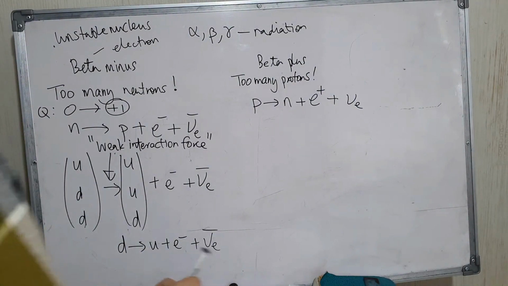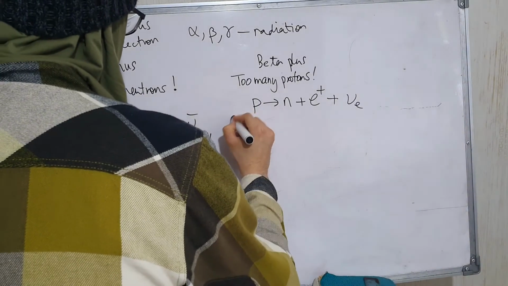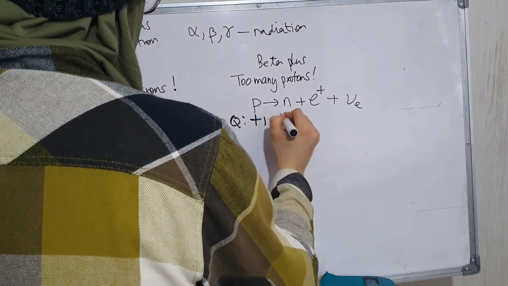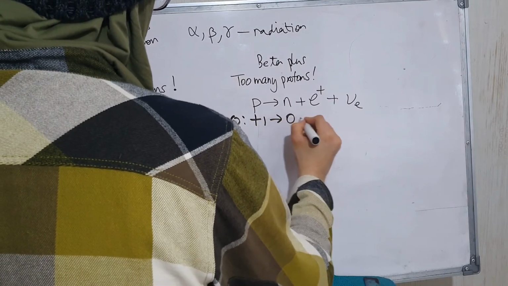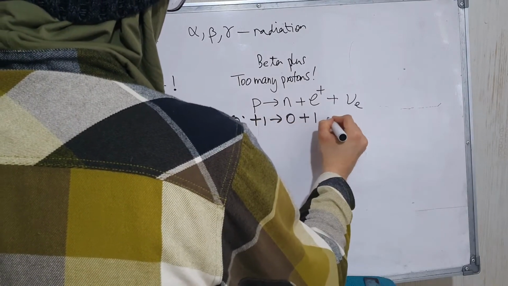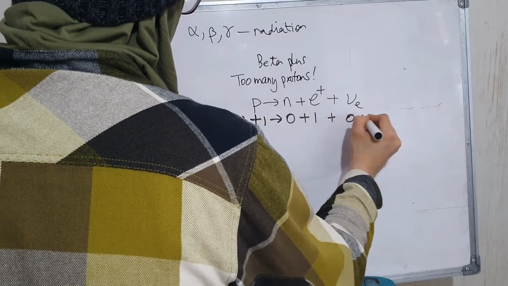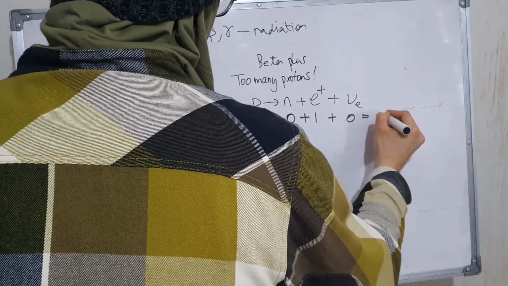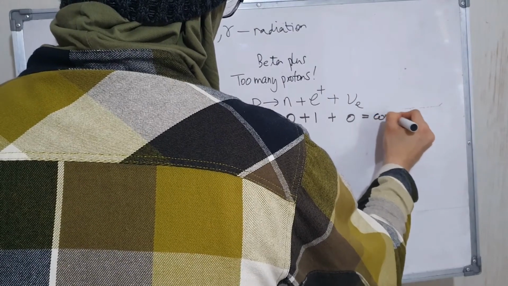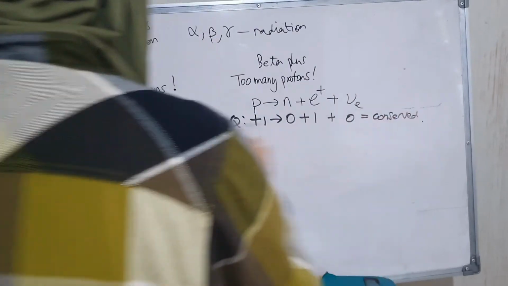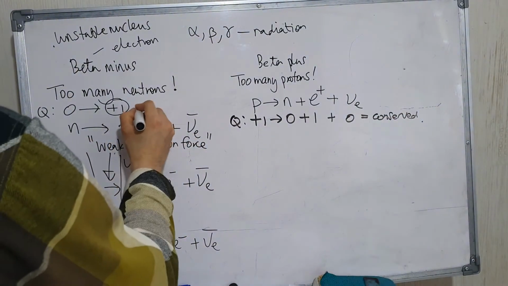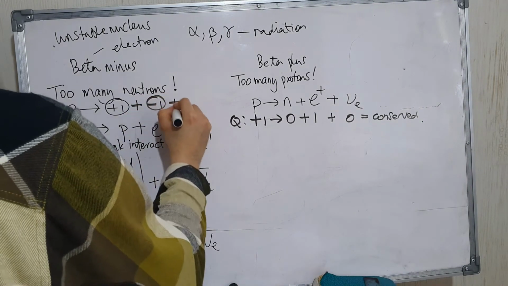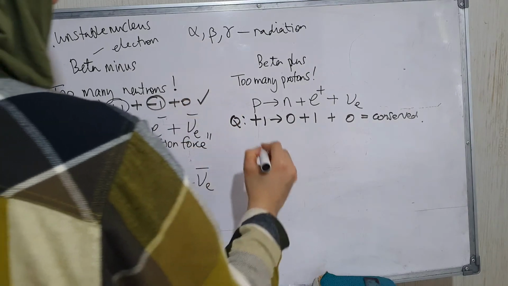What's the charge? Let's do the charge. So the charge of the proton is +1. The charge of the neutron is 0. The charge of the positron is +1. The charge of the neutrino is 0. That makes it okay. It's conserved. Just like this one. Here is also conserved, because here you have -1 and you have +0. So that is conserved.